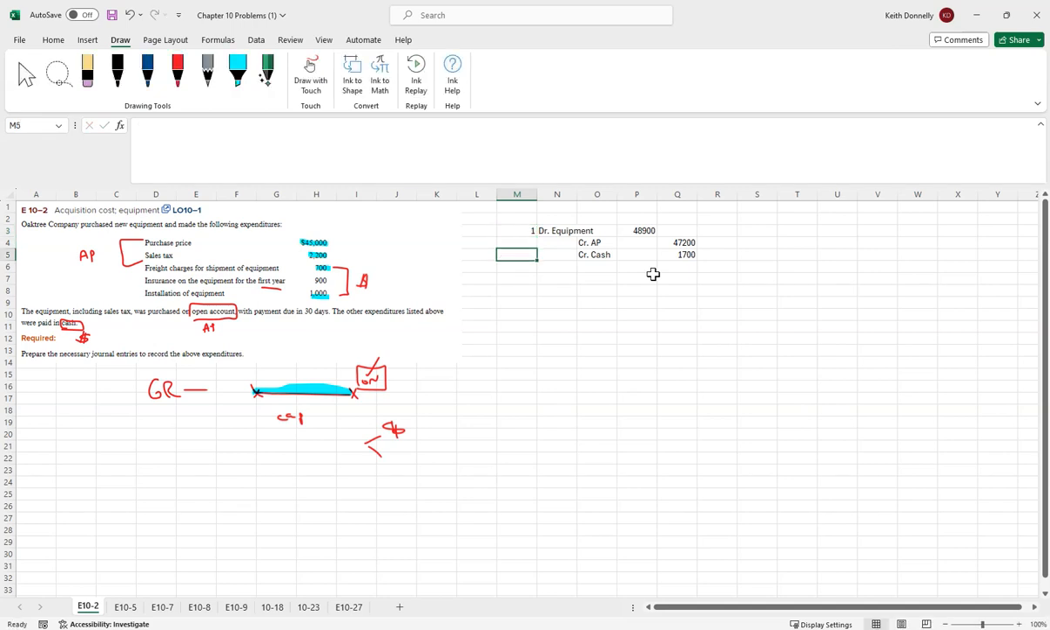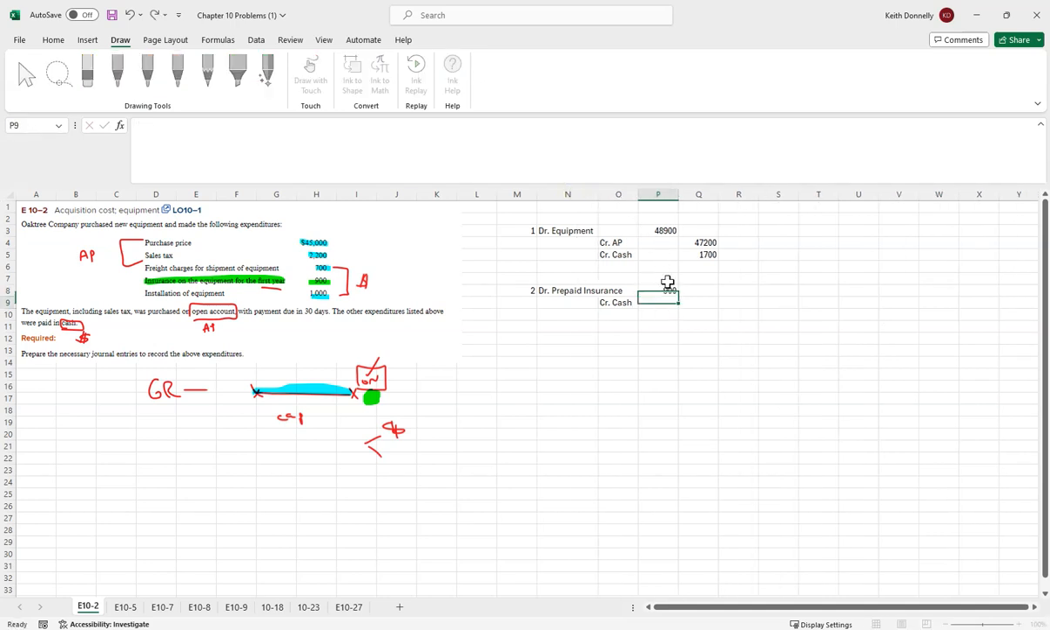So that will deal with everything there except we have this mystery insurance on the equipment for the first year. We said the general rule, you're going to expense it, but this is prepaid insurance, right? So because it's prepaid insurance, we have to capitalize it. So we'll do debit prepaid insurance, credit cash, okay? And that's going to be for what? 900 bucks, 900 bucks, okay?